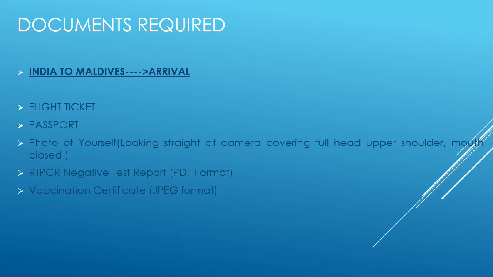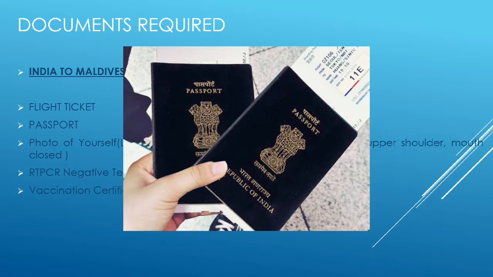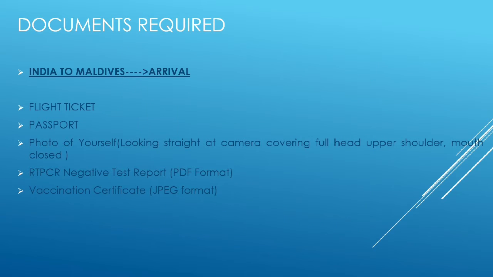So here is the document checklist. From India to Maldives, that is called arrival. First you need the flight ticket. You need not have the copy, you just need to have the information. Nothing is there to upload. The next one you require is the passport, it is the same. You need to enter the details, that's it.